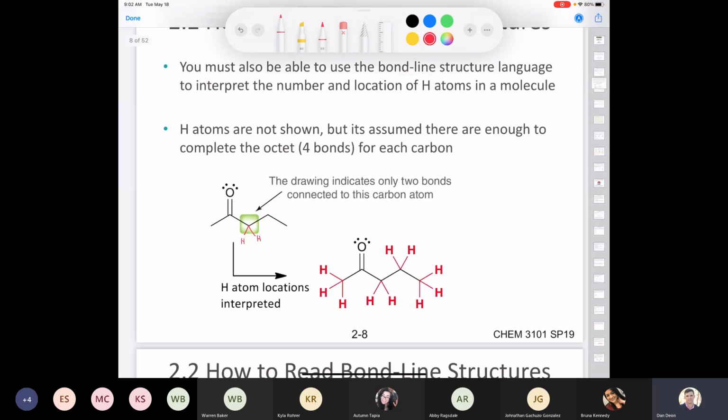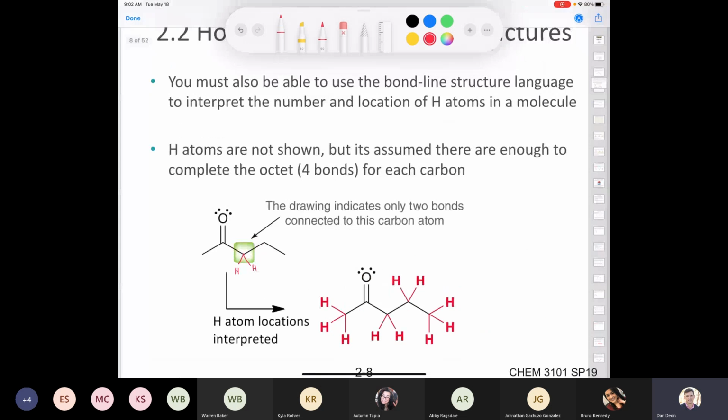And so what you'll see is that over time, and it doesn't take long, you'll be able to almost visualize all of the hydrogens in a molecule, even though they are not represented. We don't see all of these hydrogens. They're not drawn in a bond line structure, but we know that they are all there.